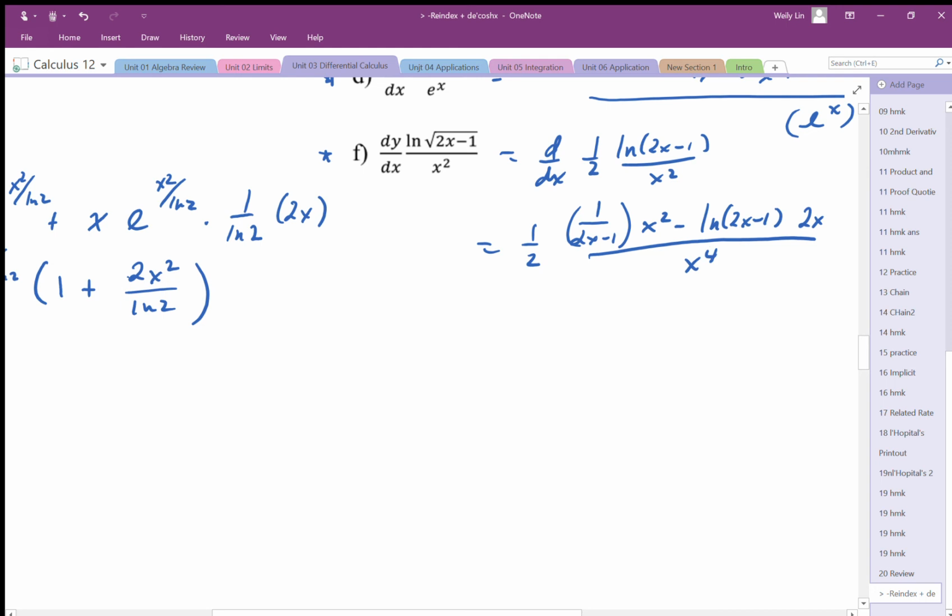And again, there's a little bit of simplification that you can do here. Not a whole lot though. You might want to get rid of the complex fraction, but I'm just going to leave it like that. That's essentially what it is.